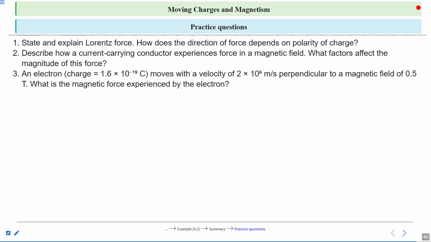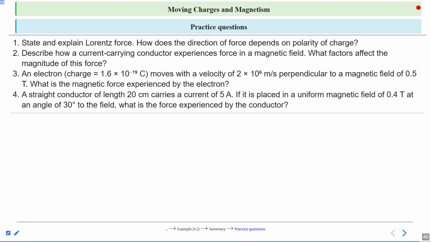Third question is, an electron having charge 1.6 into 10 to the power minus 19 coulomb moves with a velocity 2 into 10 to the power 6 meter per second perpendicular to magnetic field of 0.5 Tesla. What is the magnetic force experienced by the electron? A straight conductor of length 20 centimeter carries a current of 5 ampere. If it is placed in uniform magnetic field of 0.4 Tesla at an angle of 30 degree to the field, what is the force experienced by the conductor? So these are some practice questions. You have to practice yourself.